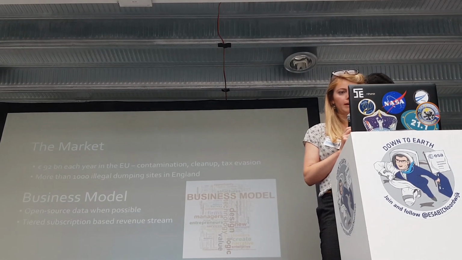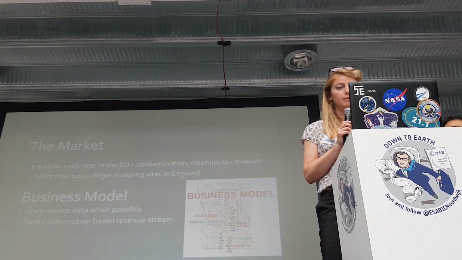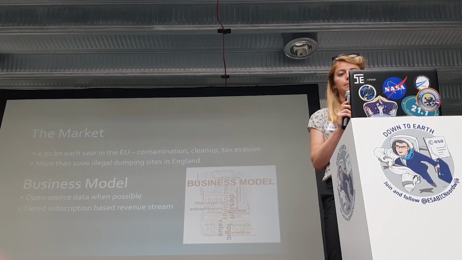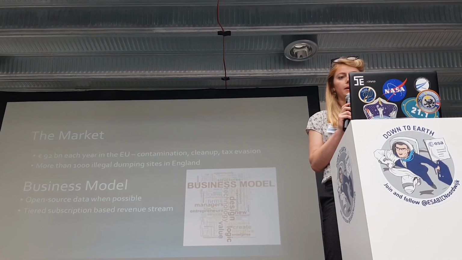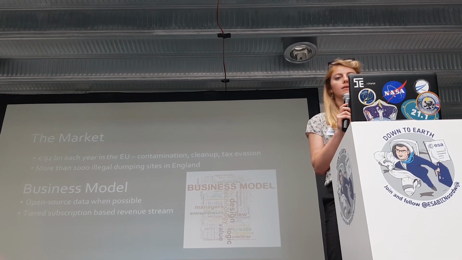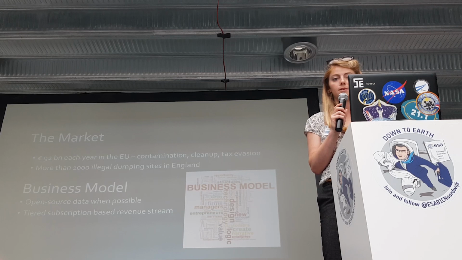So I'm going to talk about the current environment. It's estimated at the moment that just on illegal dumping alone, the EU spends about €92 million per year. This is on contamination events, on cleanup projects, and on tax evasion.